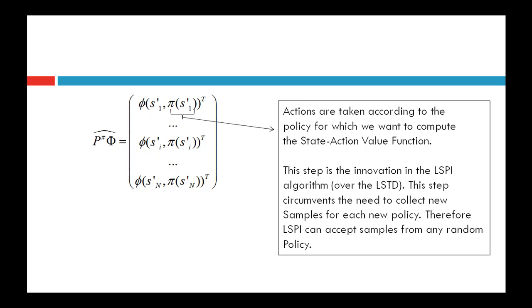So this step is the innovation in the LSPI algorithm or the LSTDQ algorithm, and basically, as we can see, it is quite similar to the LSTD algorithm with a slight modification, the main innovation that makes this algorithm an off policy algorithm. This pi(S1 prime) represents the action taken by the policy for which you want to evaluate the value function. This policy gives the next action, and actions are taken according to the policy for which you want to compute the state action value function. And this step is the innovation in the LSPI algorithm over the LSTD. This step circumvents the need to collect new samples for each new policy. Therefore, LSPI can accept samples from any random policy.